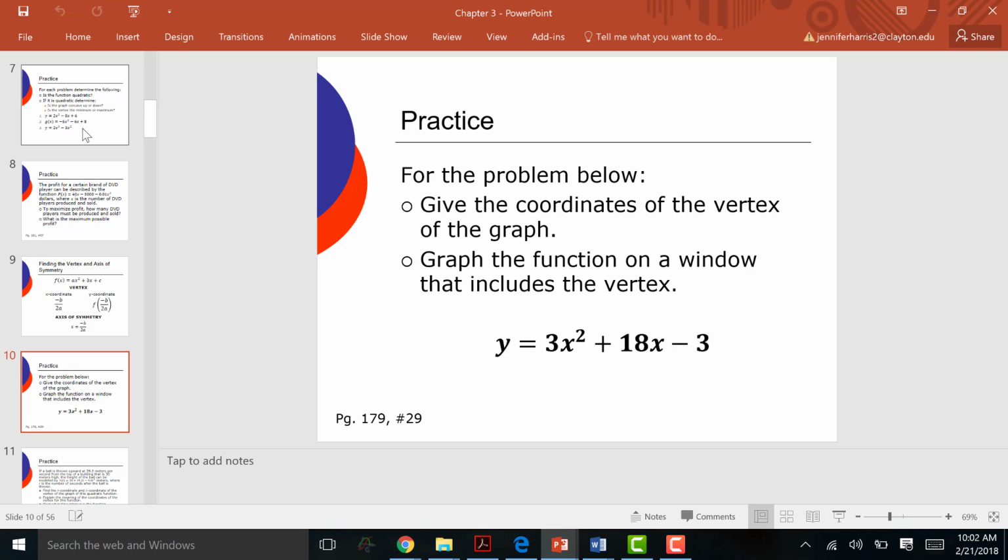All right, here's the next example. Could I just type this in Desmos and find out what the vertex is? Yes, of course I could, but that would just be too easy, right?